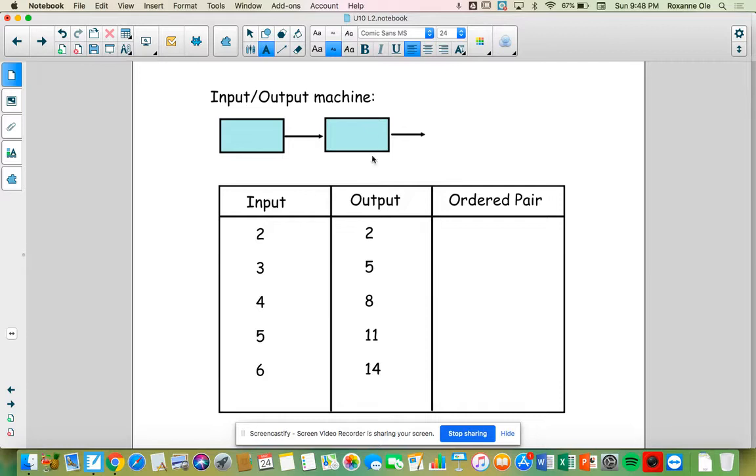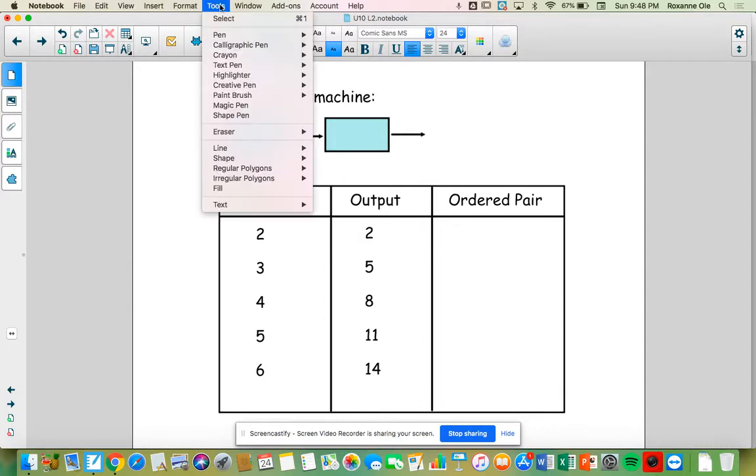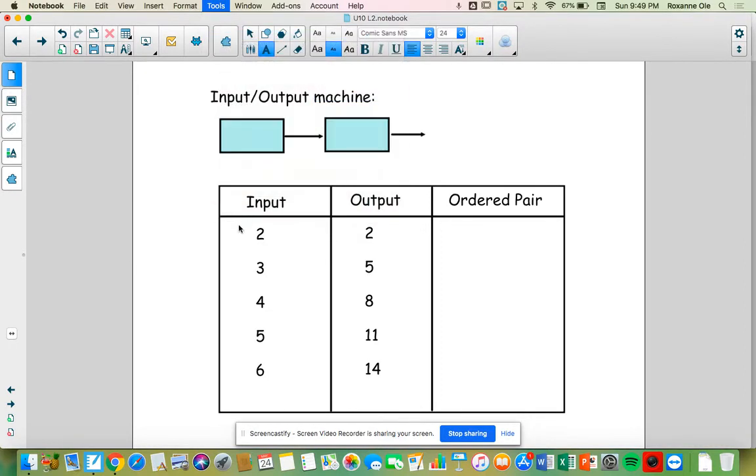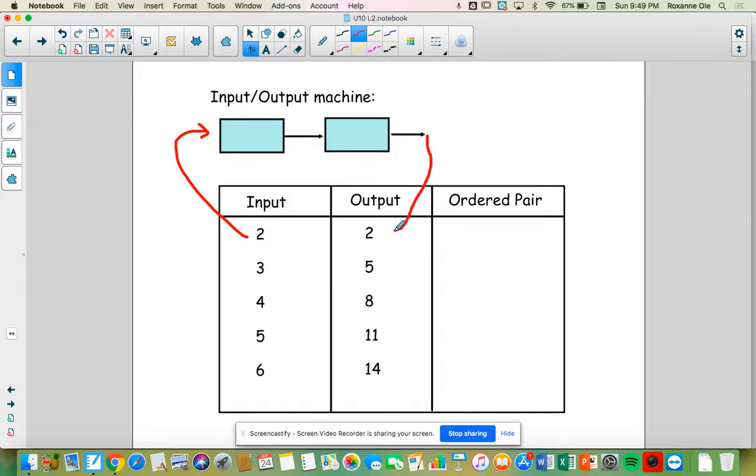In this one, they don't tell you what's in the input and output machine, but they do give you the input and the output. So basically, you start with the 2, you do something to it, and then when you're done, it ends up being a 2. Interesting. You do something to the 3, and when you're done, it ends up being a 5.